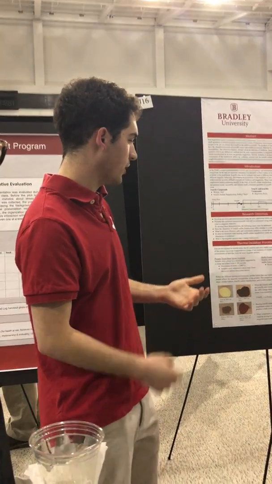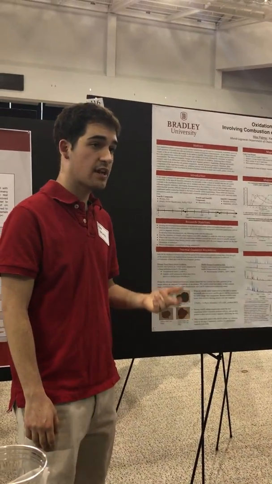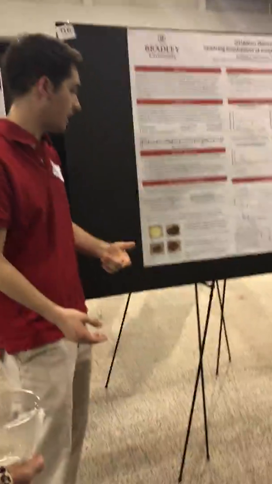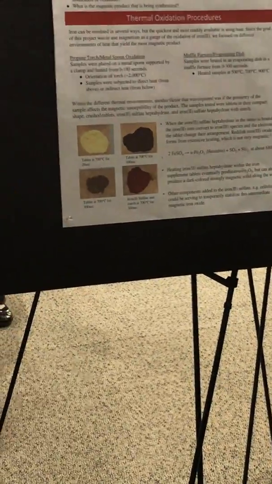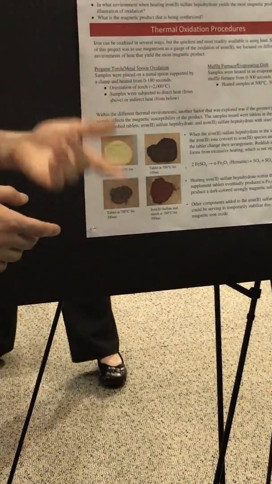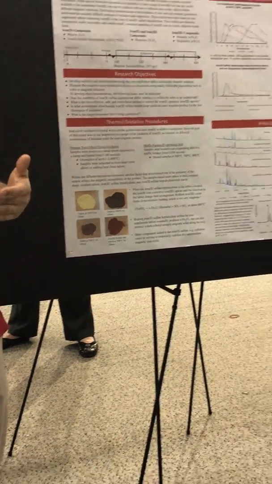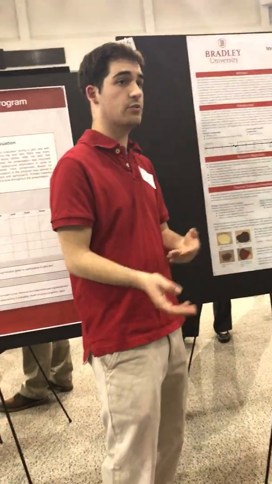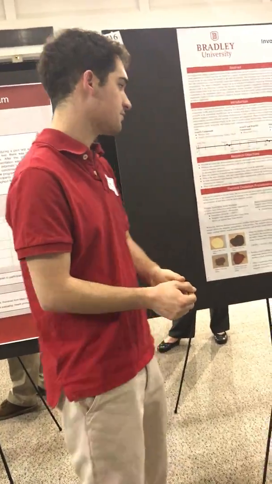So we tried 2 different ways. We tried a propane torch and we tried a muffle furnace. The propane torch can get a lot hotter than the furnace. With the propane torch, we heated our samples from anywhere between 0 and 180 seconds, whereas the furnace, we heated them between 0 and 300 seconds.